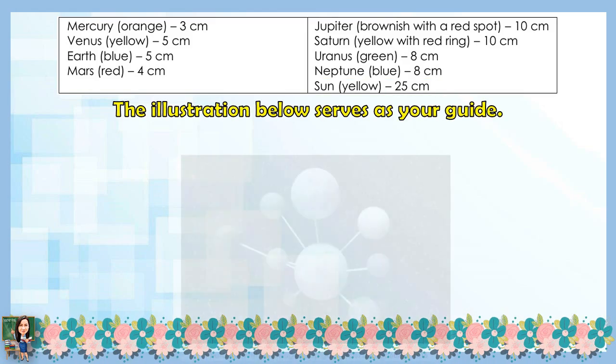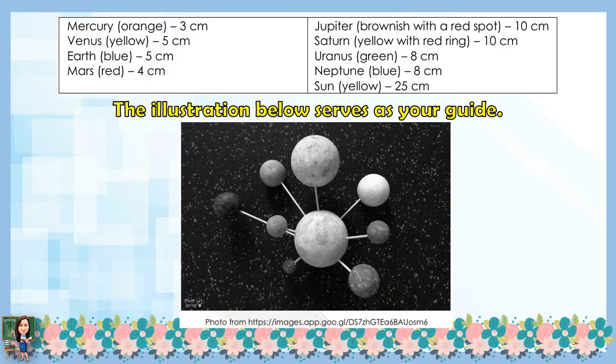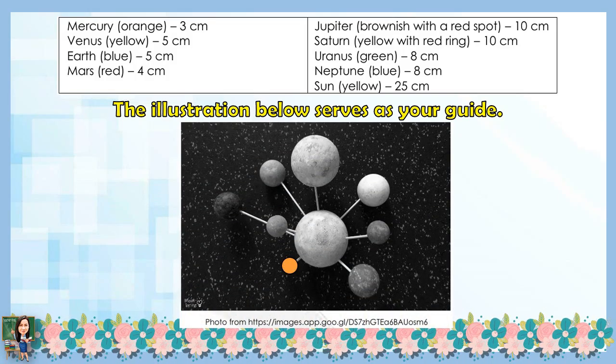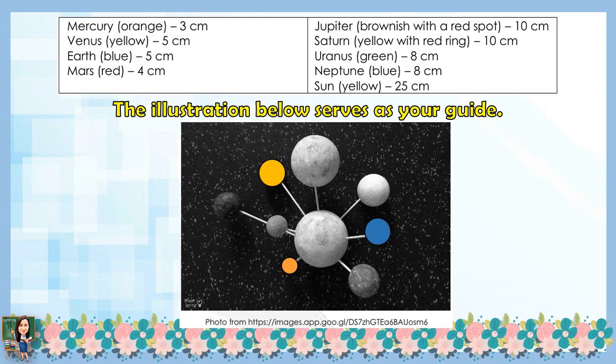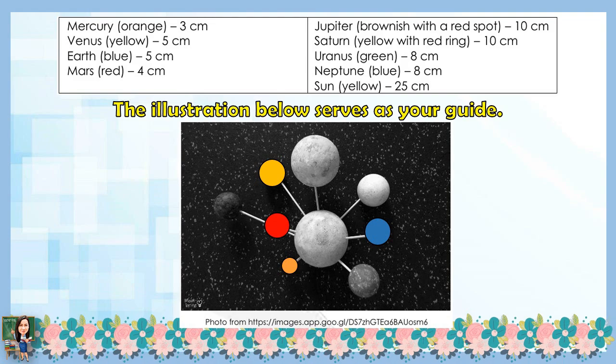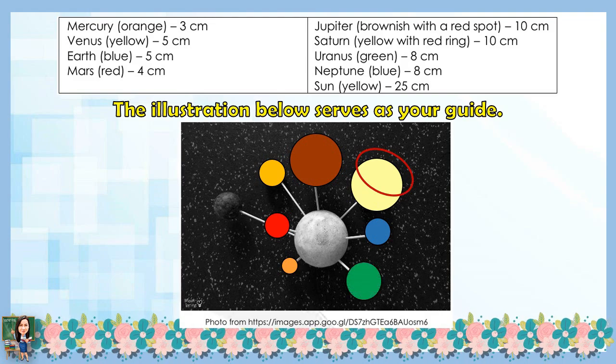The illustration below serves as your guide. For example, Mercury is orange. Venus is yellow. Earth is blue. Mars is red. Jupiter is brownish with a red spot. Saturn is yellow with red ring. Uranus is green. Neptune is blue. And in the middle is the Sun, yellow.